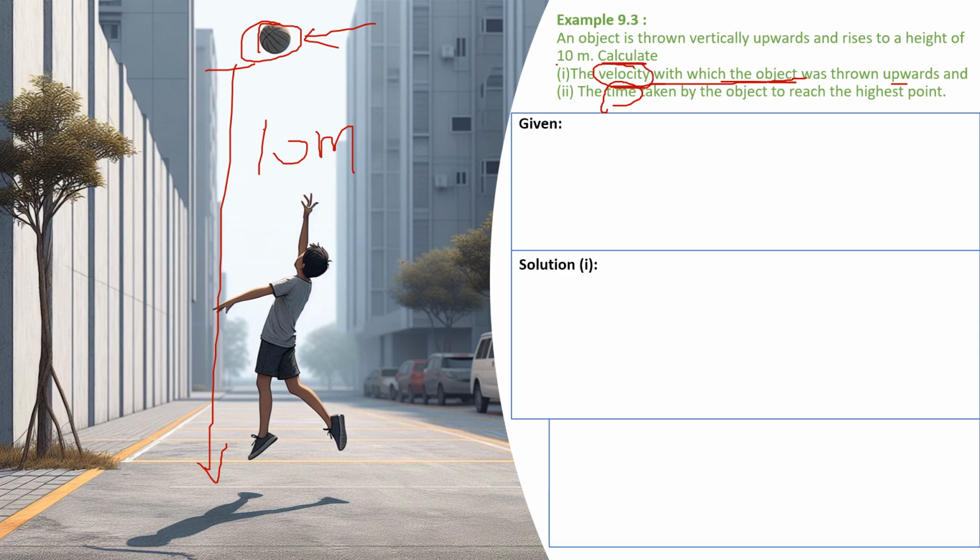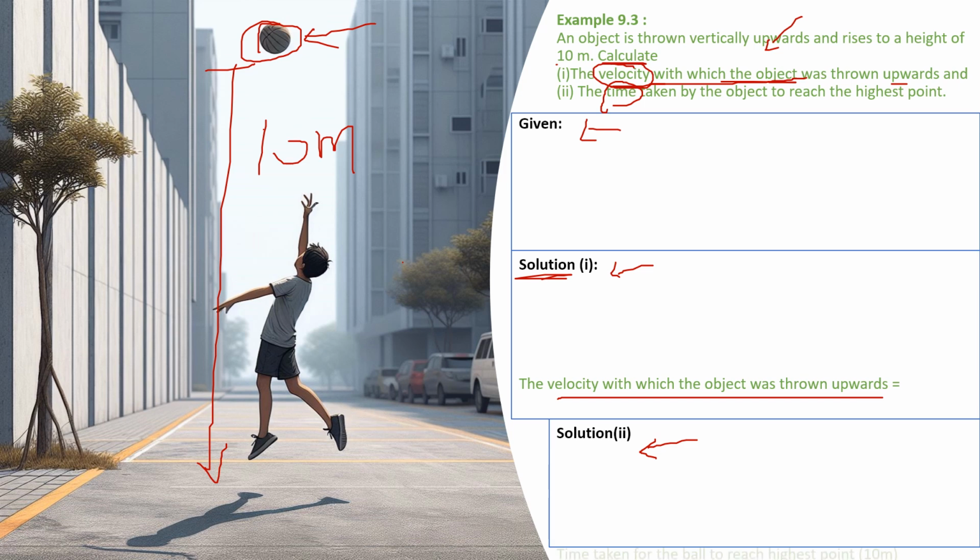As we do regularly, we need to list the given data here, and we have to find the solution for question one and the solution for question two. What is the first one? As part of the first question, what is the solution they need? They need the velocity with which the object was thrown. As part of the second question, they need the time taken for the ball to reach the highest point. Now let's go. So what is given?